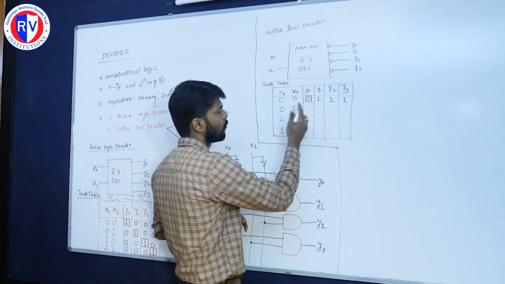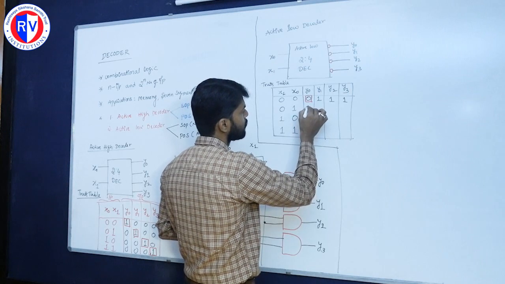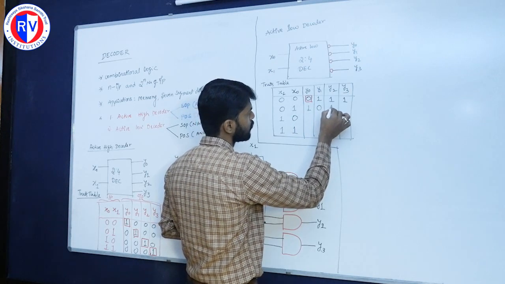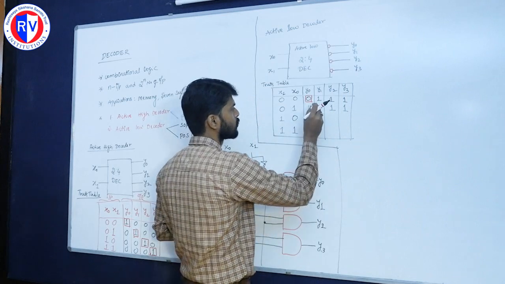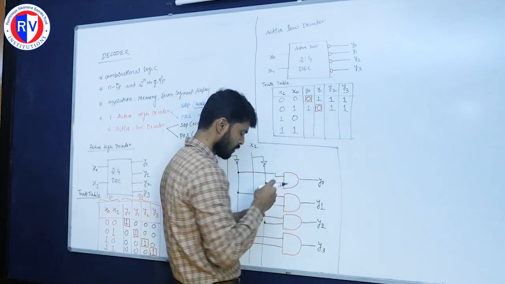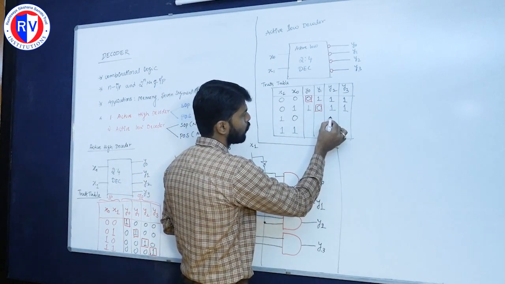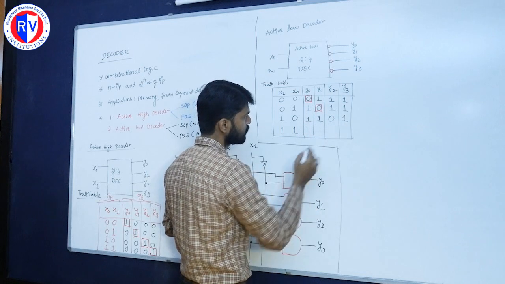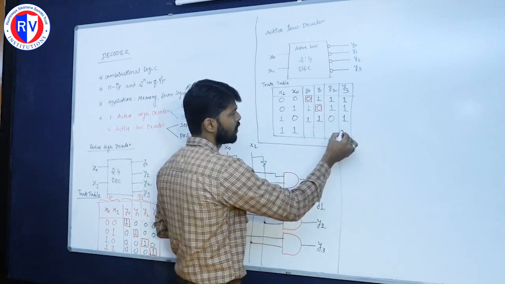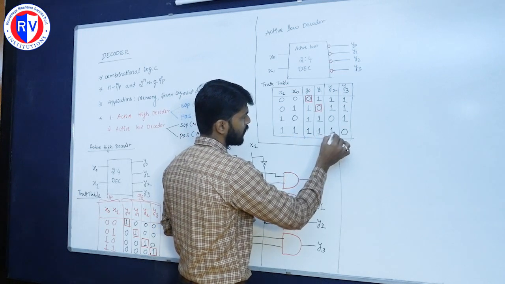Similarly, for 0, 1, only Y1 is 0 and the rest are all 1. Similarly, for the next combination, 1, 0, only the Y2 output is 0 and the rest are all 1. Similarly, for the last combination, only the Y3 output is 0 and the remaining are all in high state.